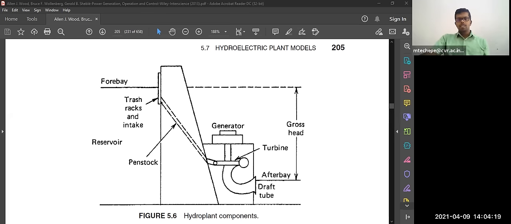So what is the main use of these trash racks? For example, if this dam is being filled due to heavy rainfall, automatically what they will do is they will simply open these trash racks so that the excess water from the dam will just move to the downward side.